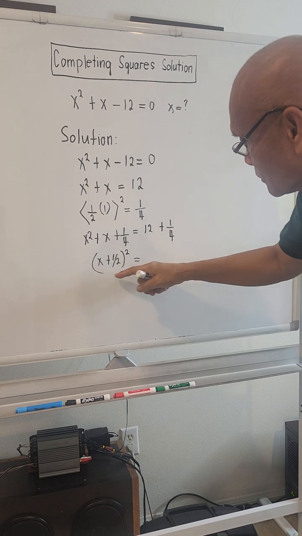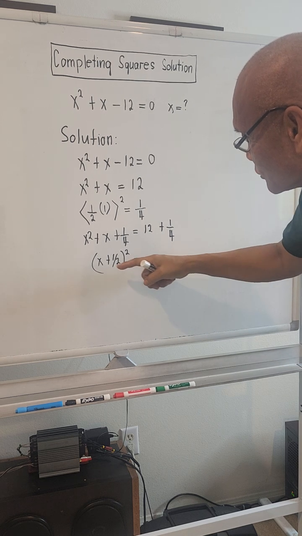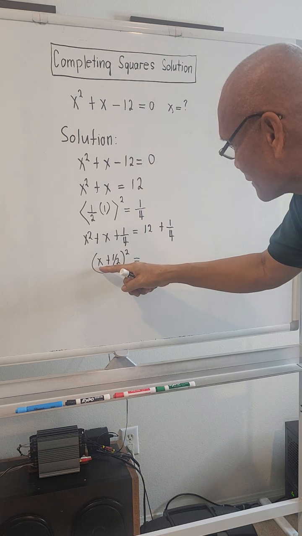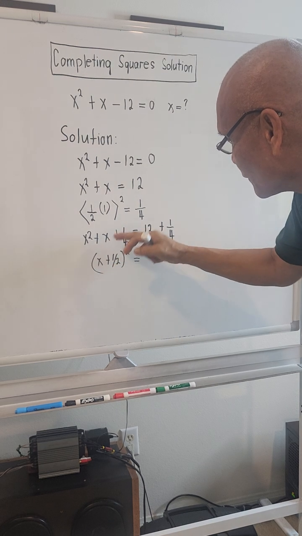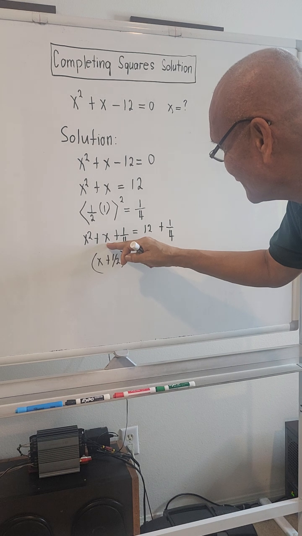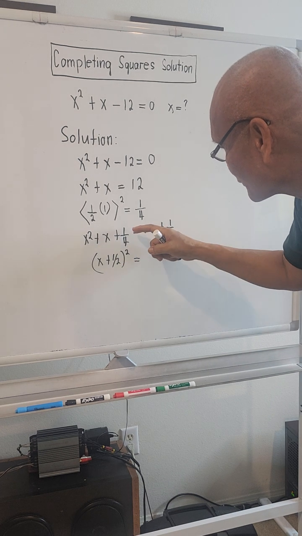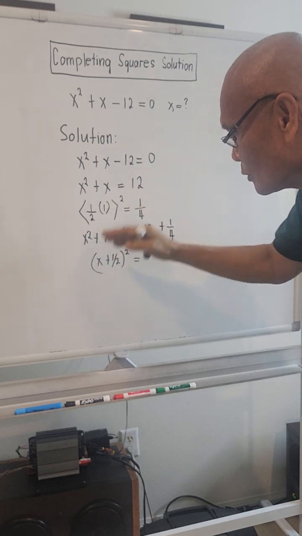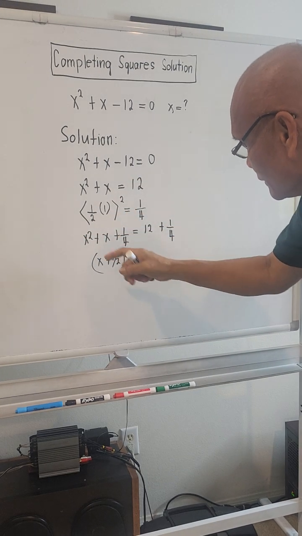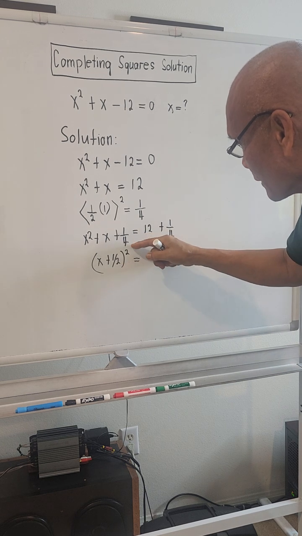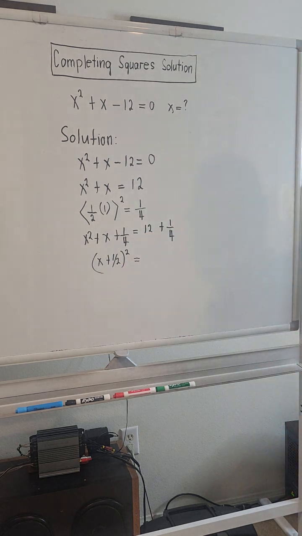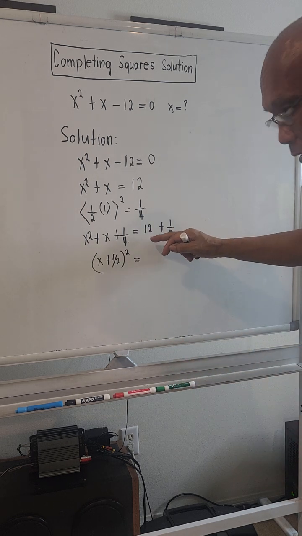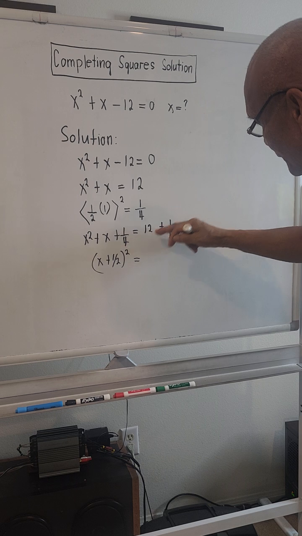Because if we take the square of this, the square of x will be x squared. The middle term will be the product of x times 1/2 times 2, which will only become x. And the square of 1/2 is actually 1/4. So this expanded form is equivalent to the binomial x plus 1/2 quantity square, equal to, for the right hand side, we are adding a whole number plus a fraction.